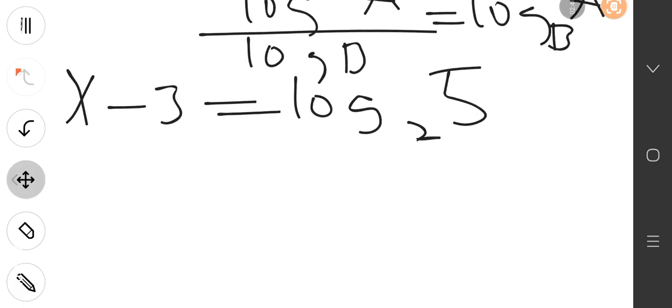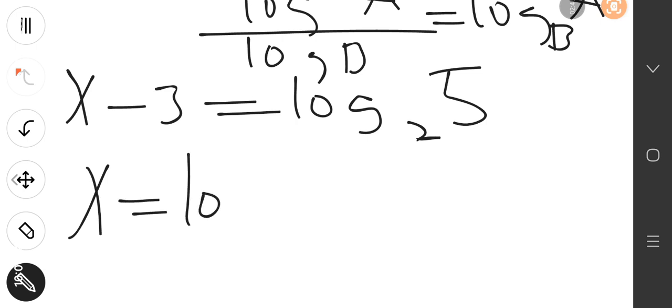So this gives us x equals log 5 base 2 plus 3.